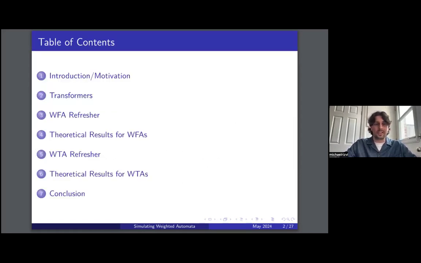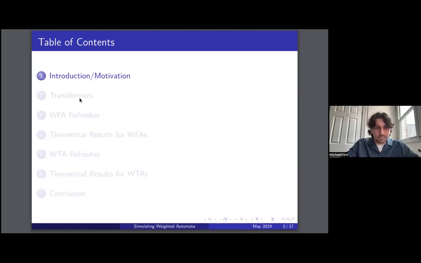So to start, a quick presentation overview. Basically, I'm going to start by giving an introduction and a motivation as to why we care about this, what this is about, and where this idea comes from. Then I'm going to quickly go over the transformer architecture, to set the stage and clear out any ambiguities about how we're conceiving the transformer model for this analysis. The rest of the talk is going to be divided into two parts. I'll start by talking about weighted finite automata and give the results for that. Then I'll talk about weighted tree automata, and finally I'll wrap up.